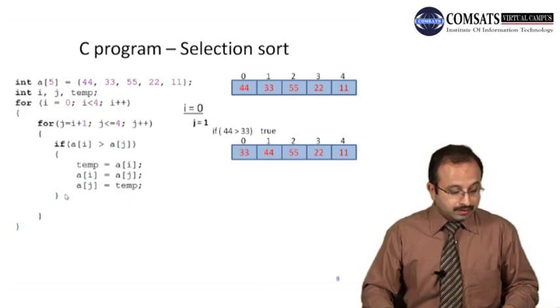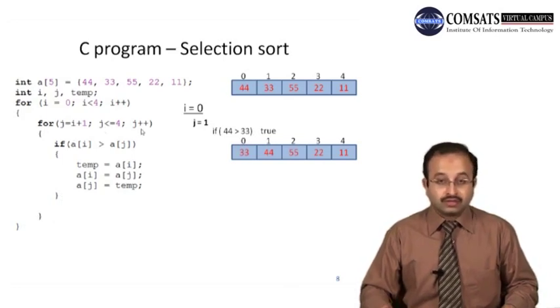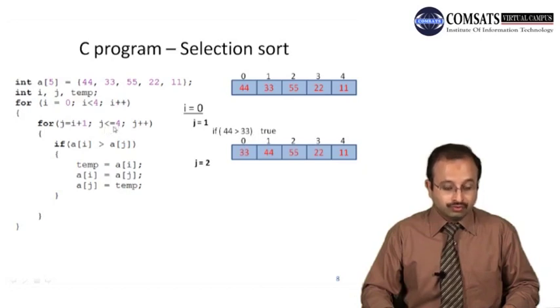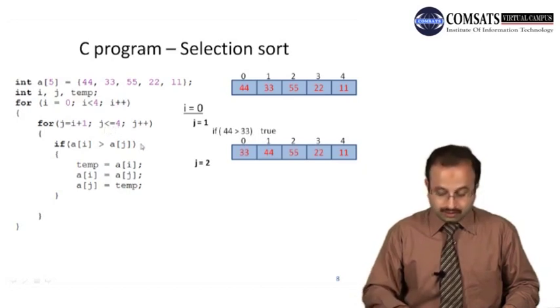Then the if bracket closes, after that the loop's bracket closes, it goes up and checks the condition, incrementing the value of j. So when the value of j is incremented, the previous value is 1, the next value is 2. It again checks the condition of the loop, 2 less than or equal to 4. The condition is true. It comes inside and executes this if statement.